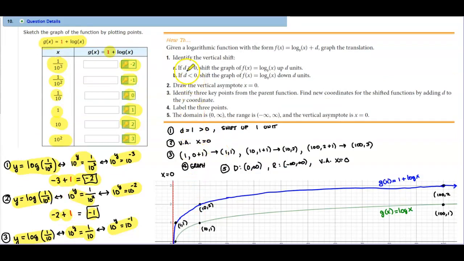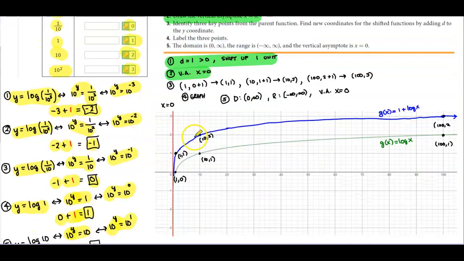Okay, now, if we want to graph this using graph translations, we're going to identify the vertical shift. Okay, so the vertical shift is 1. So that means since d is greater than 0, we're going to be shifting it up d units. So therefore, there is our first part. Then we're going to draw the vertical asymptote at x equals 0. So there's our vertical asymptote, x equals 0.